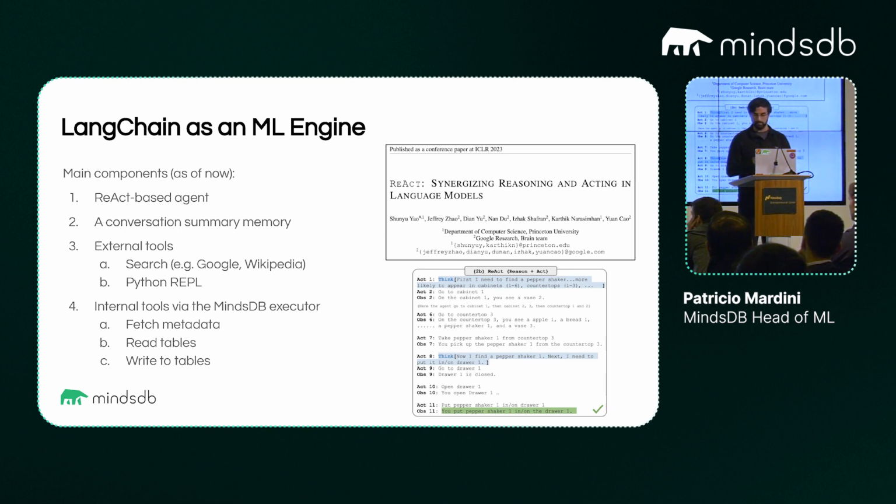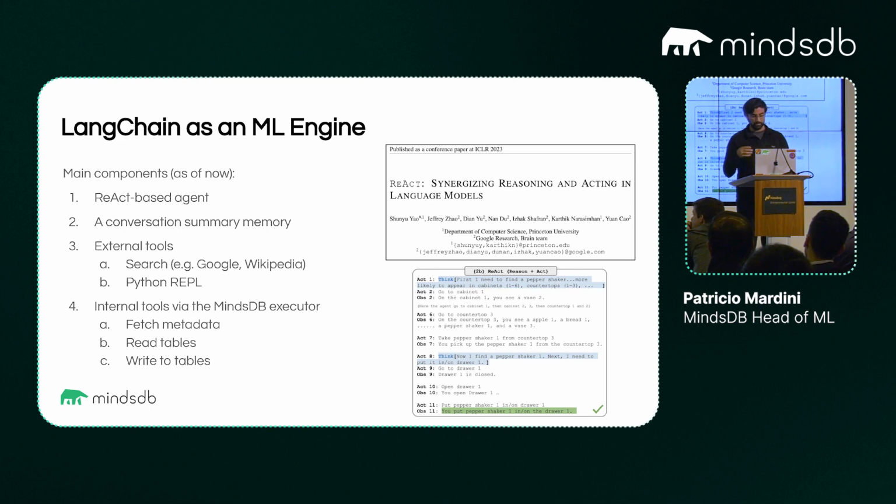And we're augmenting it with a conversational summary memory in case, let's say, the tokens in the thought process overflow the receptive field of that model. And we're providing some external tools. By external, I mean outside of MindsDB. And then some internal tools, which is, in my opinion, the novel bit of the integration.